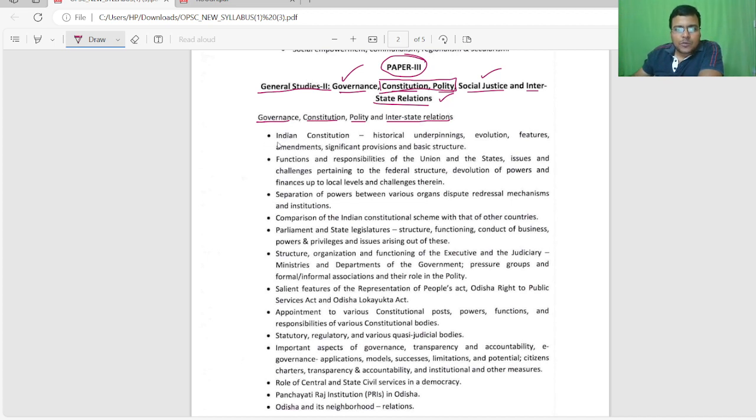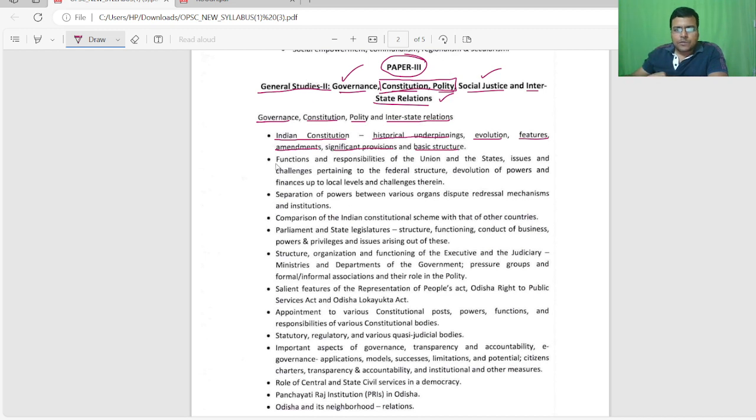First is the Indian constitution. We will discuss in detail the Indian constitution, historical development, evolution of the constitution, features, and in features we have the preamble, FR, FD, DPSP, amendment, and various significant provisions of the constitution, and about basic structure. What is the basic structure of the constitution? When did the concept of basic structure come, and what is the importance of basic structure? Everything in detail. Okay, so this will help you in both prelims and mains. In this way we will discuss everything.